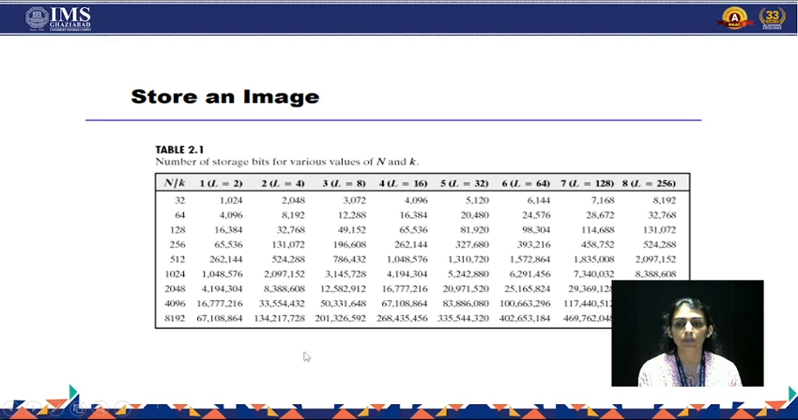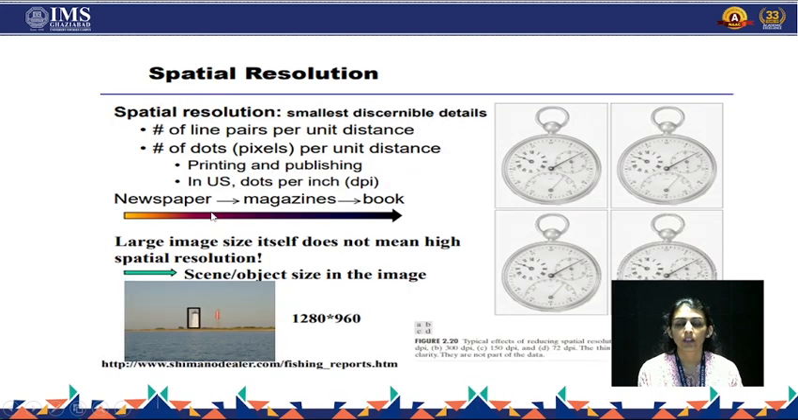All the values of the pixels have been mentioned. Now we come to spatial resolution. Spatial resolution is the smallest details, that is the lines per unit distance, or the dots or the pixels per unit distance, that is pixels per unit area. How many pixels we have in one unit area, that is the spatial resolution.